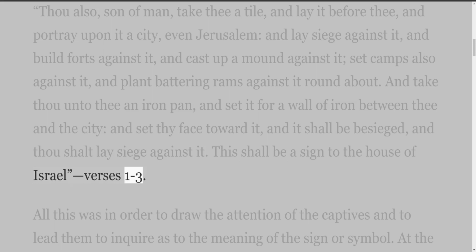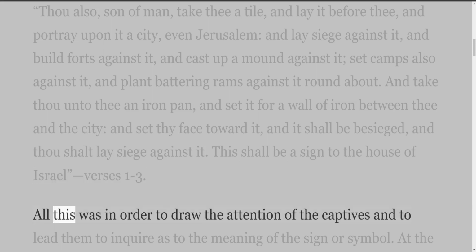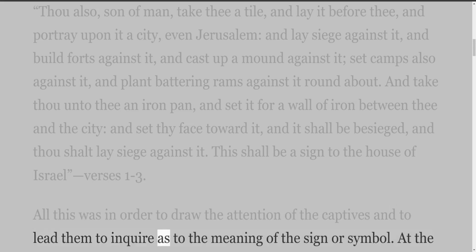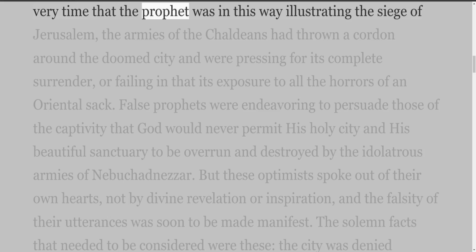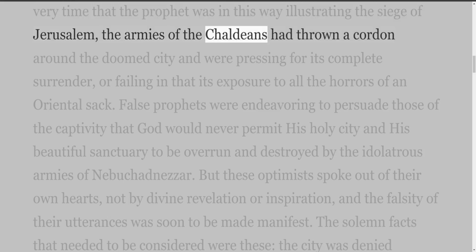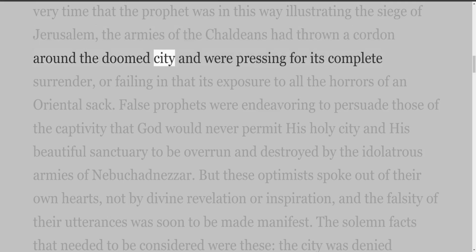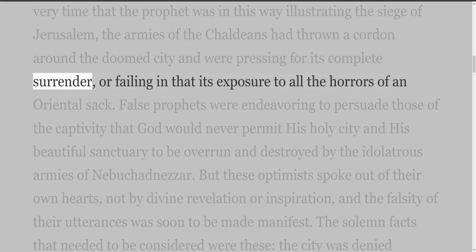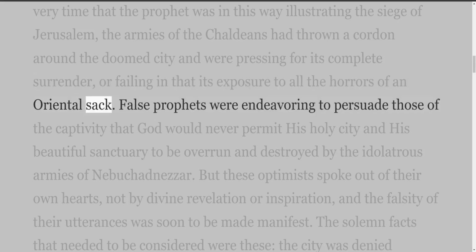Verses 1-3. All this was in order to draw the attention of the captives and to lead them to inquire as to the meaning of the sign or symbol. At the very time that the prophet was in this way illustrating the siege of Jerusalem, the armies of the Chaldeans had thrown a cordon around the doomed city and were pressing for its complete surrender, or failing in that, its exposure to all the horrors of an oriental sack.